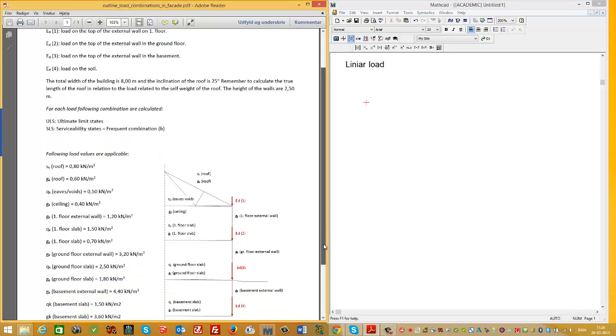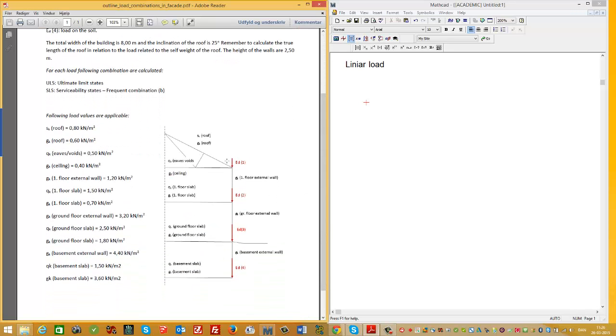In this assignment you should find ED1, ED2, ED3 and ED4. And because the loads are acting in the facade, we need to have it as kilonewton per meter. And all the given information is in kilonewton per square meter.